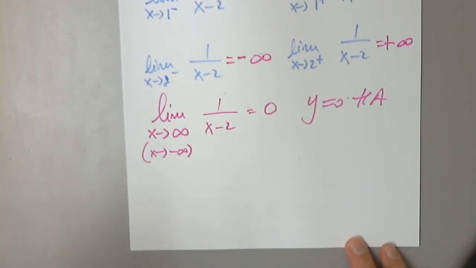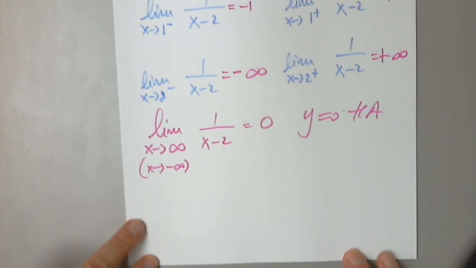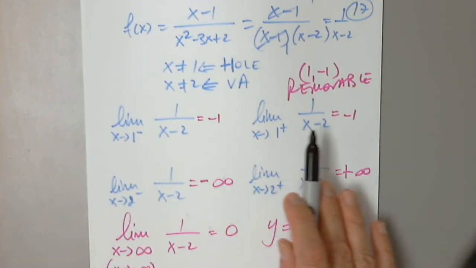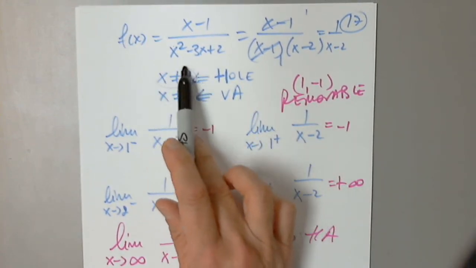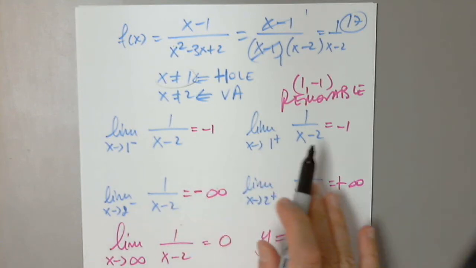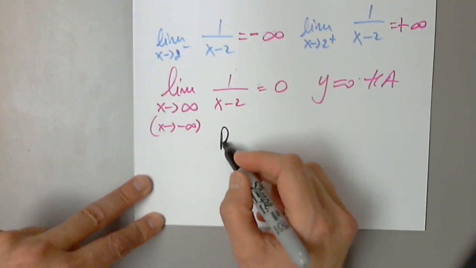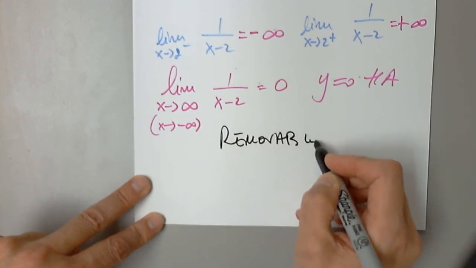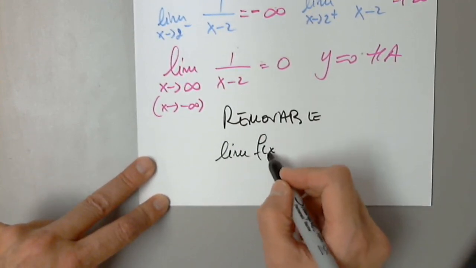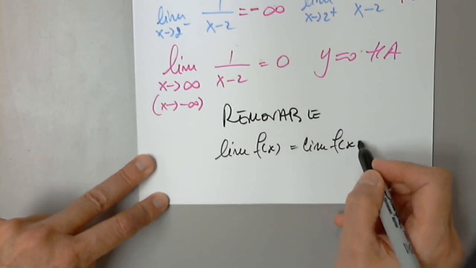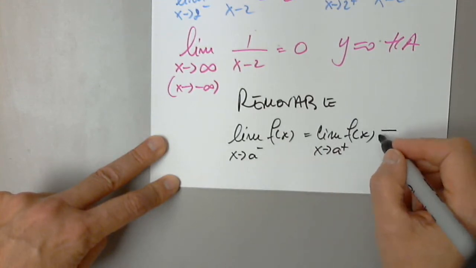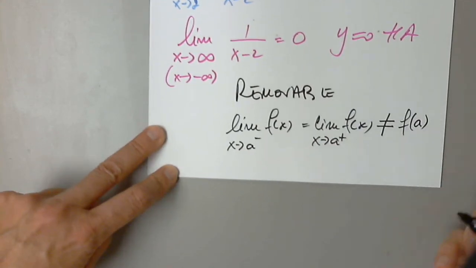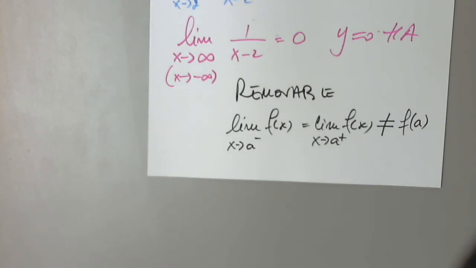Is there anything else you would like to ask? Yes, how did you find out it was removable? Because the limit from the left and the limit from the right are the same, but not equal to the function value, because the function is not defined there. So remember, removable means the limit of f of x as x approaches a from the left and as x approaches a from the right are equal, but they are simply not equal to f of a. That's the only problem. Otherwise, the function would be continuous there.